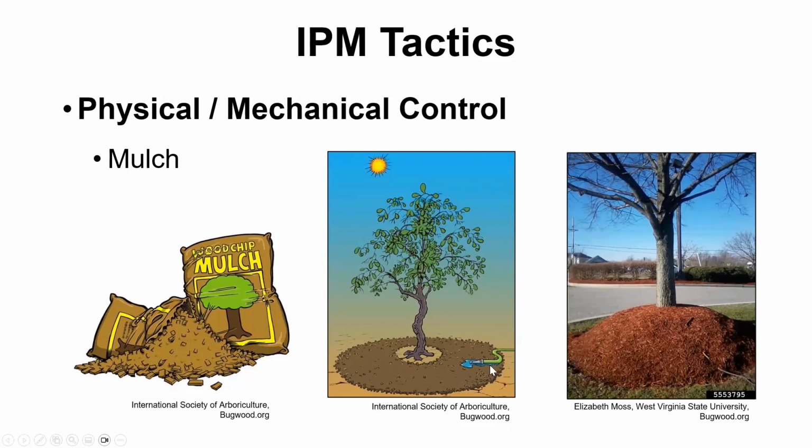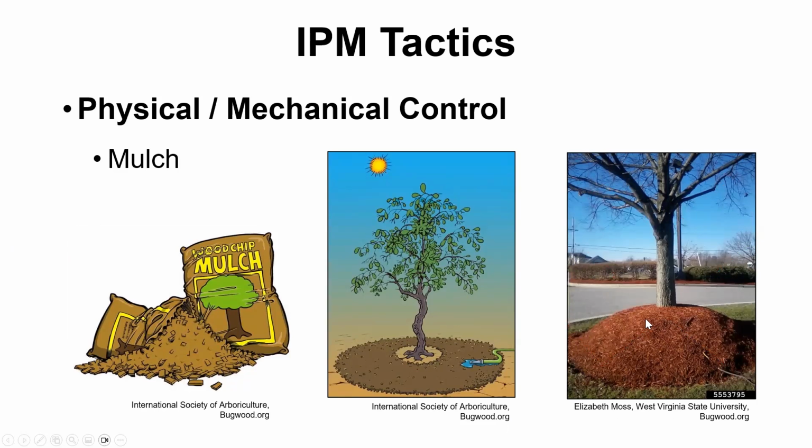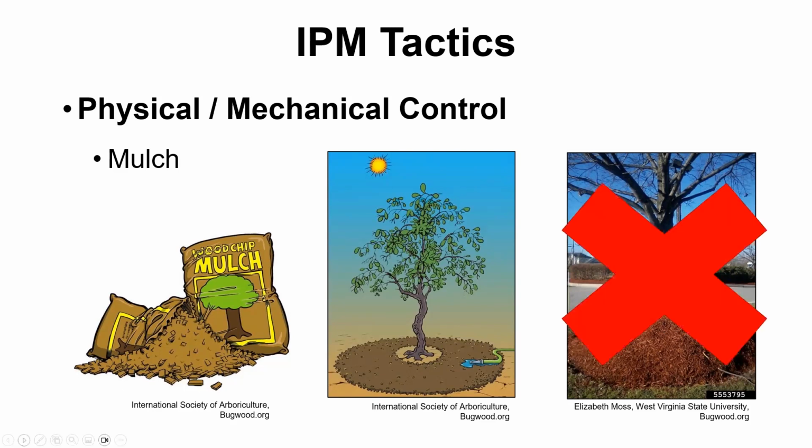And I show this picture here because this is what you should not be doing. This is called volcano mulching. So let me take that X off again. This is called the volcano mulch, and this is going to kill your tree. So there are ways to do these tactics wrong. All of this mulch is up against the base of the tree, creating this really nice warm environment where there's going to be fungal things growing. There's going to be rodents chewing at your tree. There's going to be insect damage. So we don't want a volcano mulch.